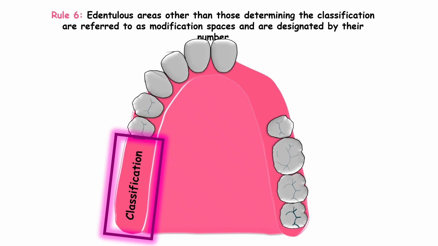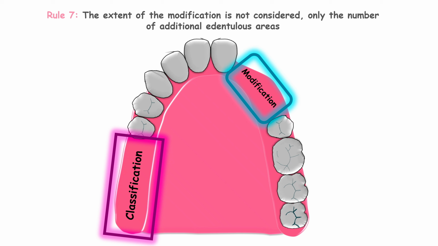Rule 6 states that edentulous areas other than those determining the classification are referred to as modification spaces. These spaces have to be defined by number. This is the modification space. Rule 7 states that the extent of modification is not considered, only the number of additional edentulous spaces. So it doesn't matter if the modification space has 1 tooth, 5 teeth or many teeth missing, it is still considered as a single modification space.